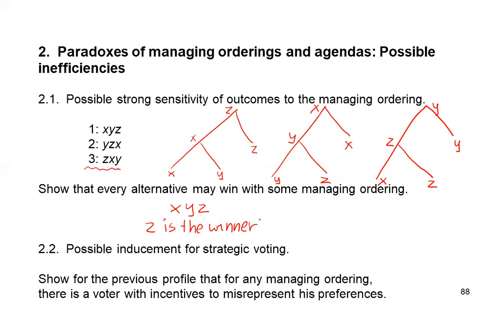And now let's take a look at the incentives of our voters to misrepresent their preferences, to vote strategically. Z is the last choice of voter number one. So now voter number one could think about whether it makes sense to vote for X in the first round, or maybe vote for Y. So this is what voter one can do: exchange the preferred alternative X with the second alternative Y.